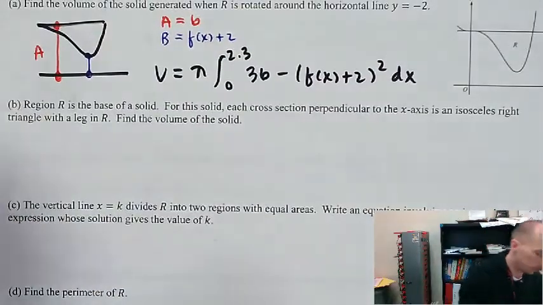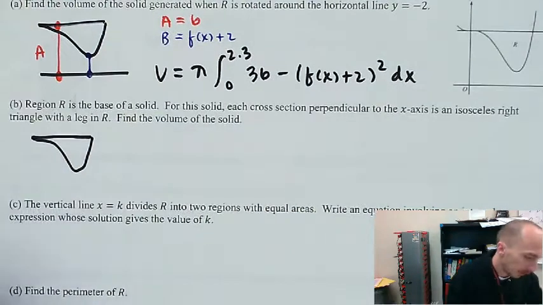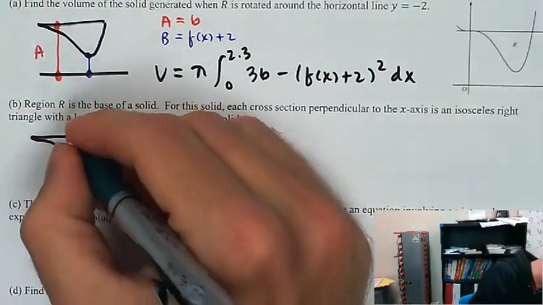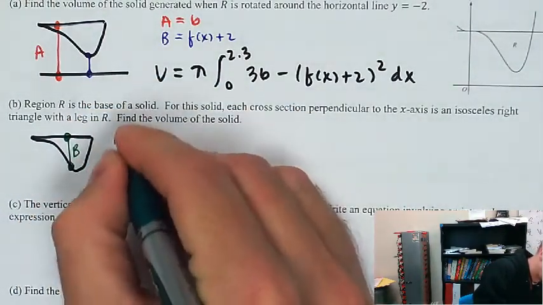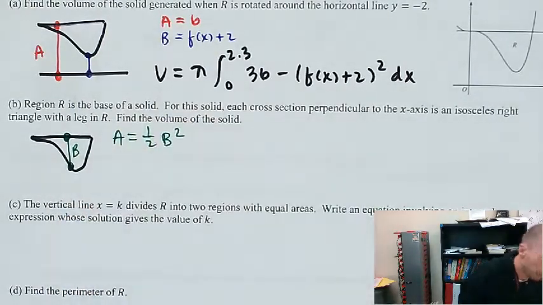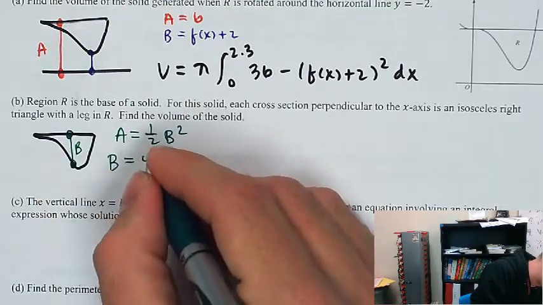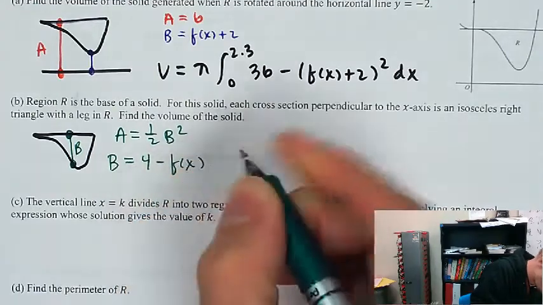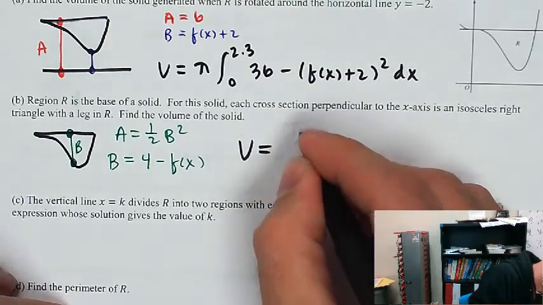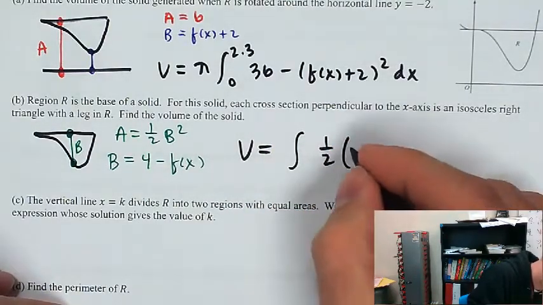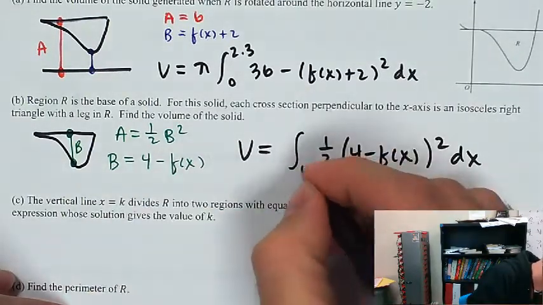Region R is the base of a solid. Each cross-section perpendicular to the x-axis is an isosceles right triangle. Okay, so that's area is 1/2 base squared. Base is going to be top minus bottom. Top is y equals 4. Bottom is f of x. So then my volume is going to be the integral of 1/2 base squared dx as x runs again from 0 to 2.3.